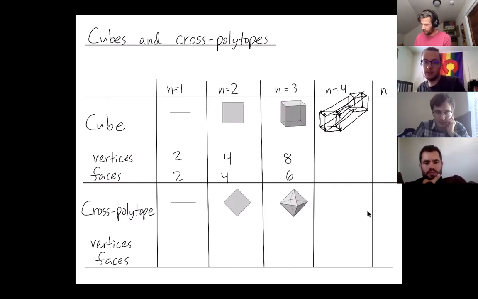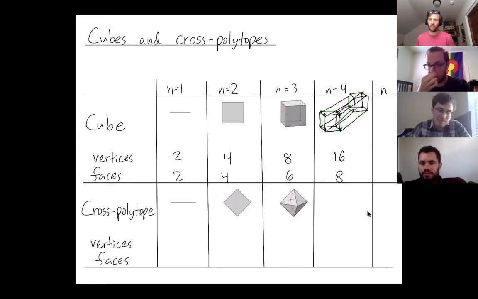The 4D cube has 16 vertices. I can count those. It's a little hard to count the number of faces, but it should be 8 faces. One of the faces is this 3D cube. Another face is that 3D cube, but then I have other 3D cubes. You know, I have a 3D cube here that's a face.